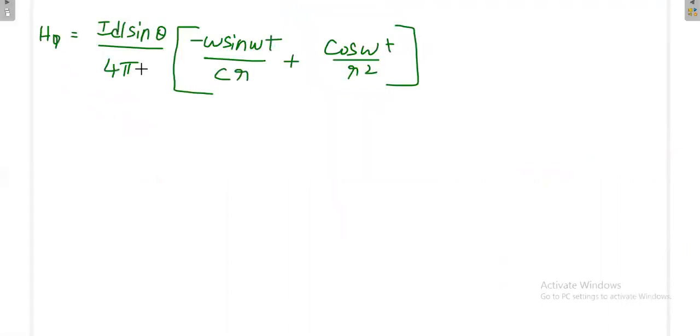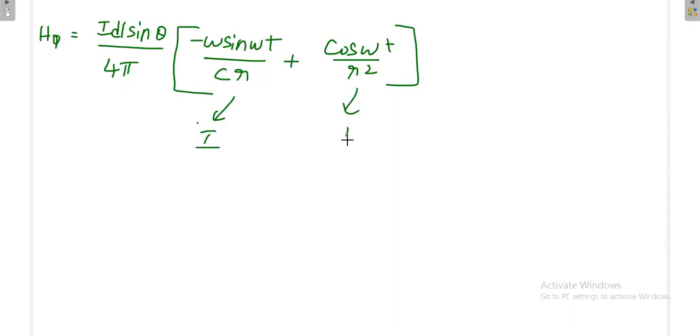So I dl sine theta divided by 4 pi, and you have two terms. This you will get by derivation. Then one more thing here. First I will concentrate here. Anyway, this is constant for all. This will come for other fields also, but only this will vary. And I have a first term and a second term.